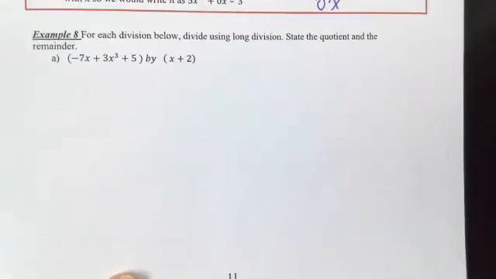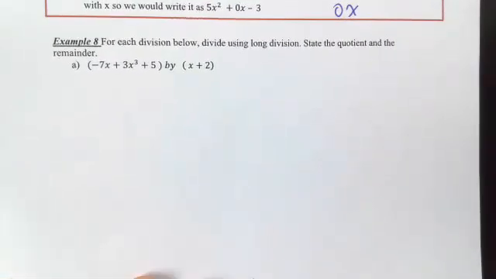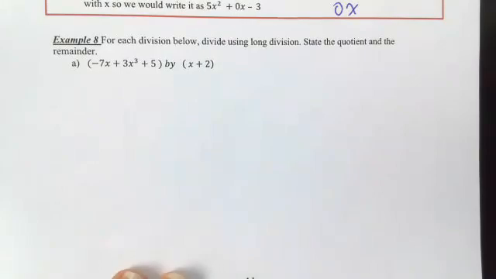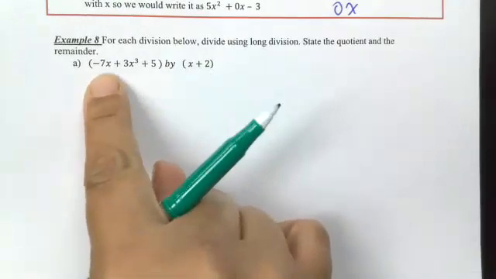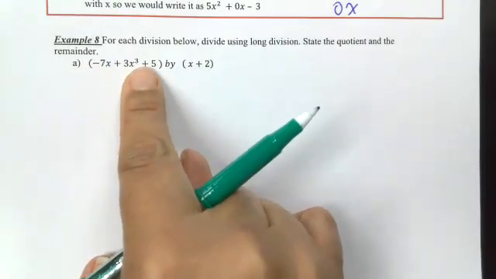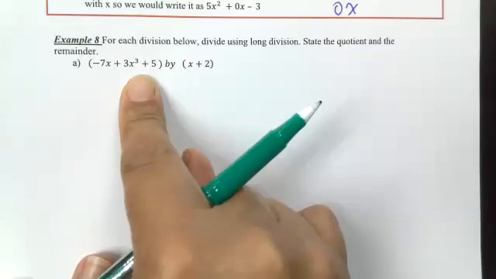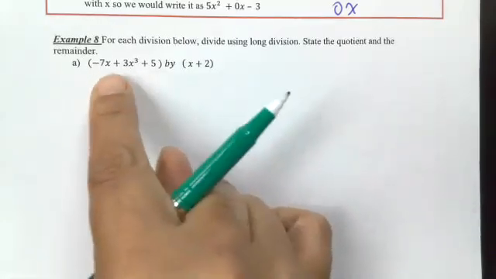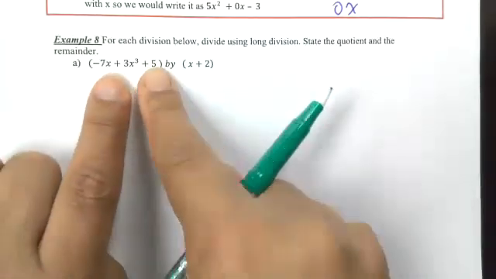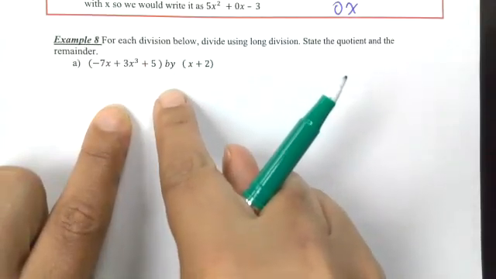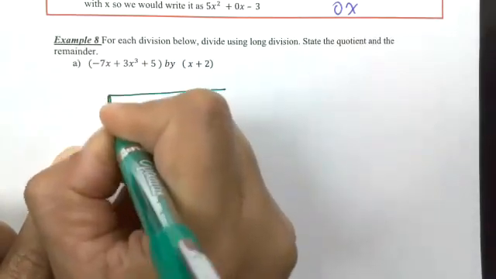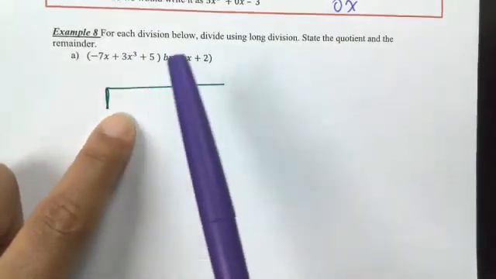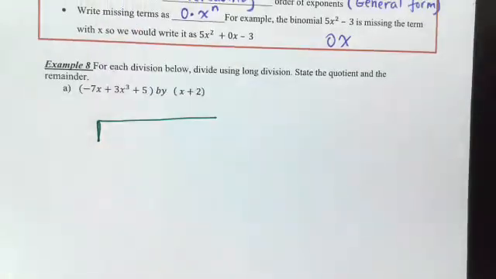So for each division below, divide using long division. We're going to state the quotient and the remainder. So this is our dividend, this is our divisor. First, we want to make sure that they are in the order that they should be in. And then if we're having any missing terms, we're going to write it as 0 times that missing power. So for the dividend, we're going to start with that. Give yourself a little bit of room here. Okay, so do this kind of line like this, like a sideways L. And underneath it, we're going to do those 2 steps all in one go.